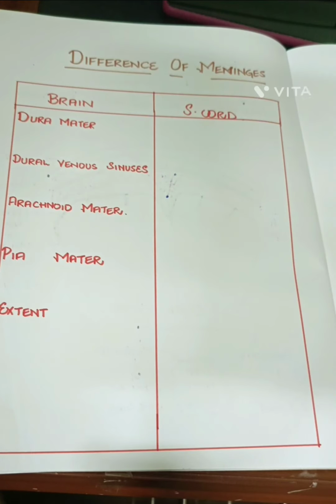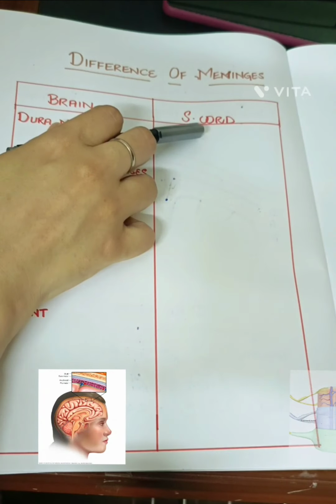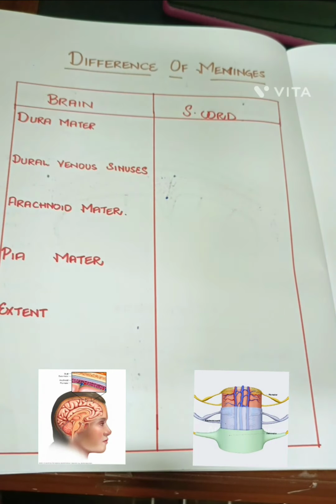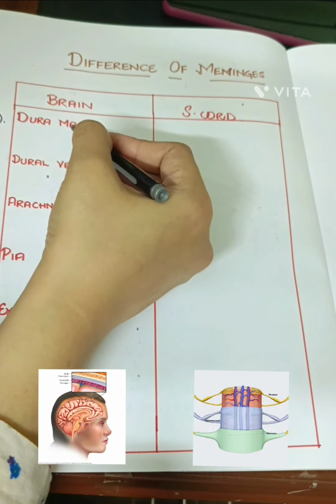In this video, I'm going to briefly differentiate the meninges which invest the brain and the spinal cord, at the end of the detailed discussion we have done in the previous two lectures on the meninges. So the first difference is in the arrangement of the dura mater.